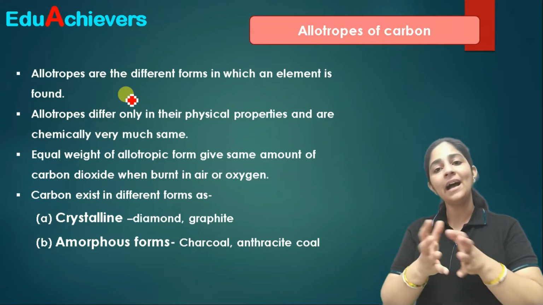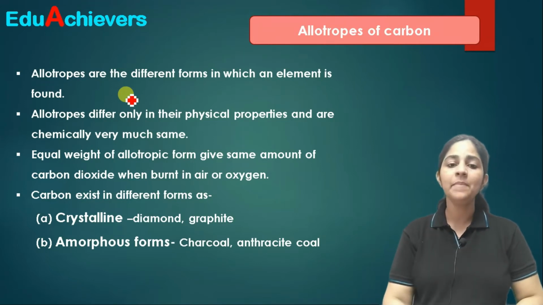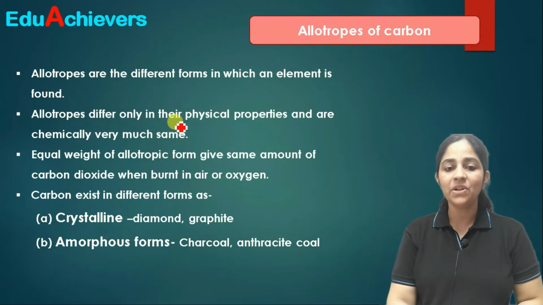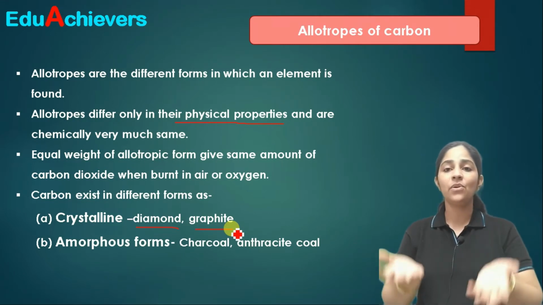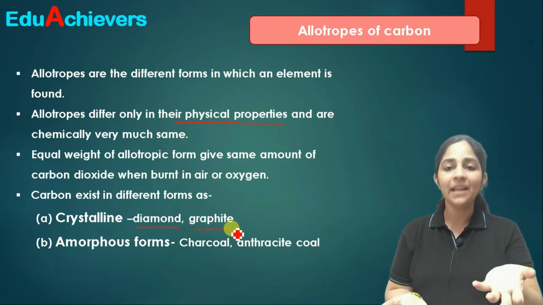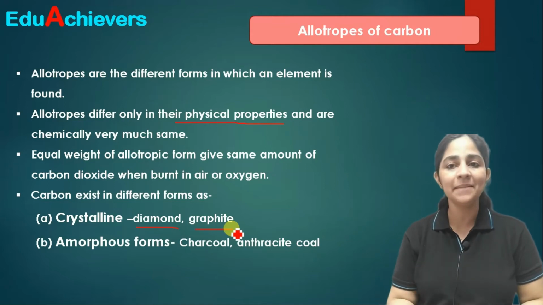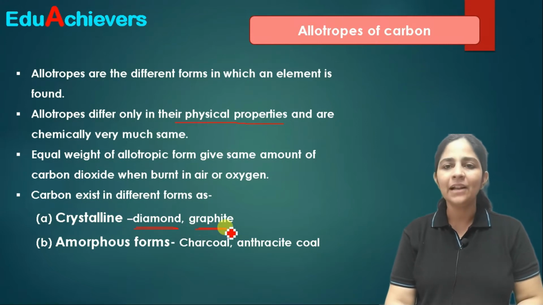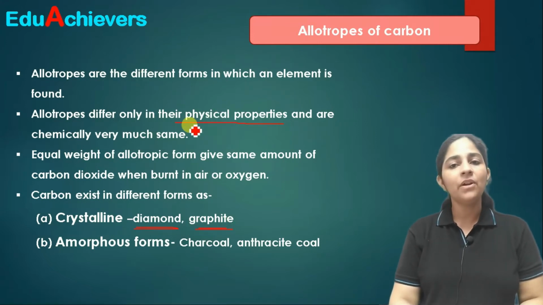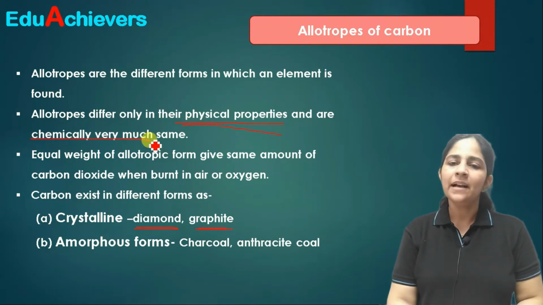That means how they will react with other chemical agents, they will react in the same way. But what is different in them? Their physical properties. One allotrope is the diamond and the other allotrope is the graphite. See how different graphite and diamond are. You can understand how much they differ in their physical properties, and that's what makes them different. There are several other allotropes also that we'll be talking about. So allotropes are different in their physical properties; chemically, they are more or less the same.